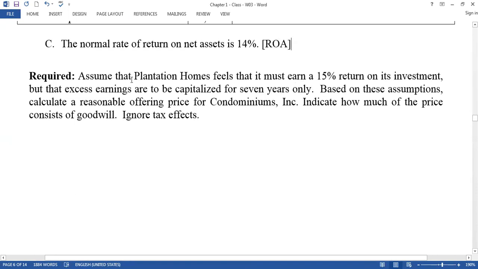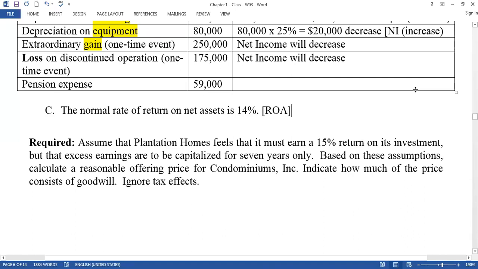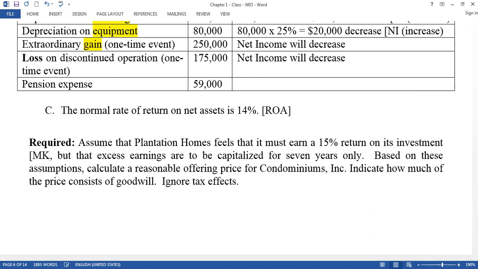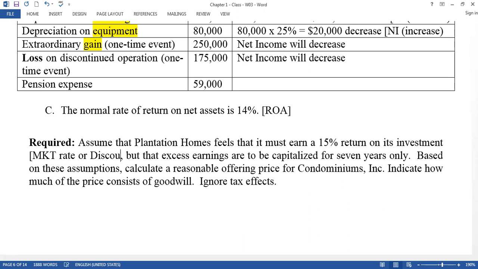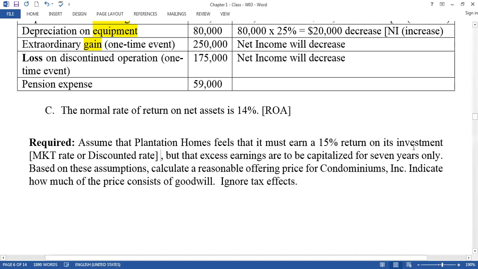And they said to assume that the plantation homes feels that it must earn a 15% return on investment. That means if they do not buy any company, they can invest their money in any other place and earn a 15% return. This is the market rate, or we can say the discount rate. So the market rate and discount rate are given in the question, not a big issue. Return on asset is given.